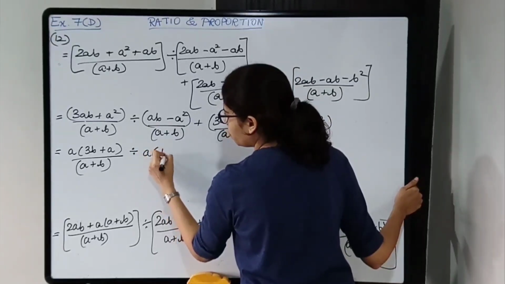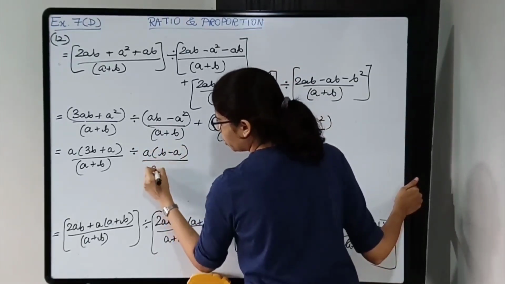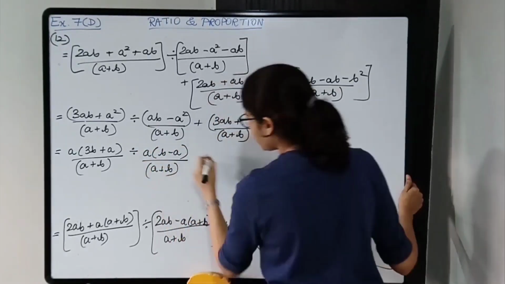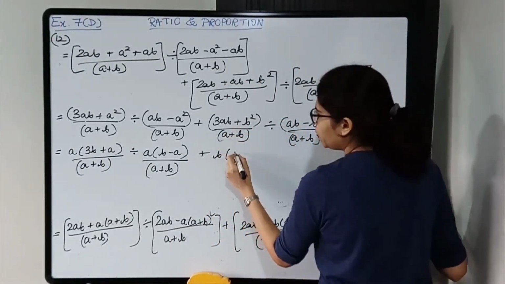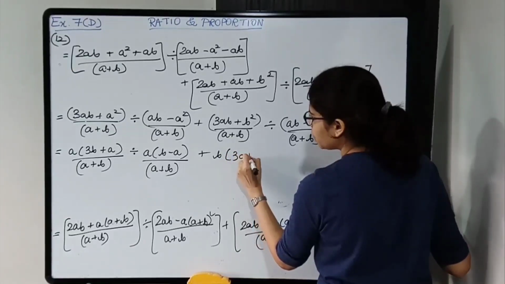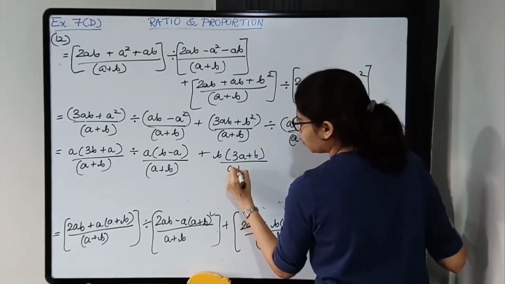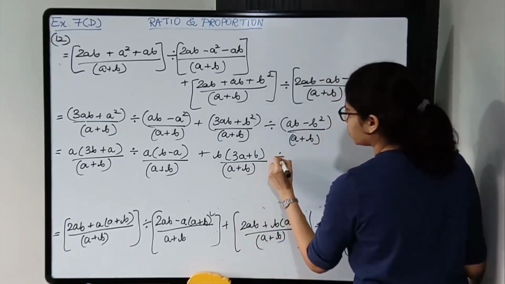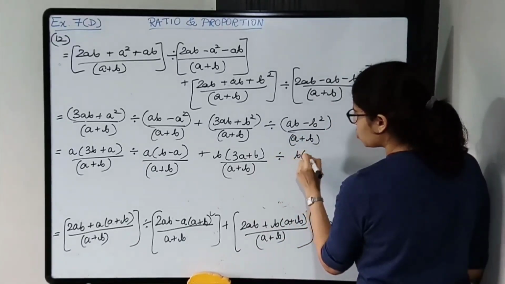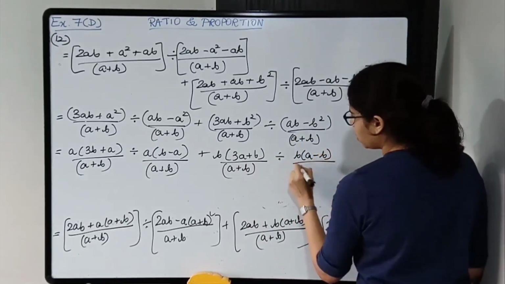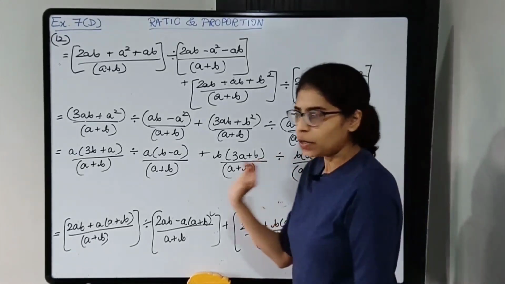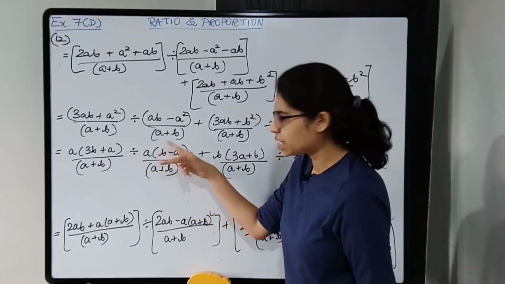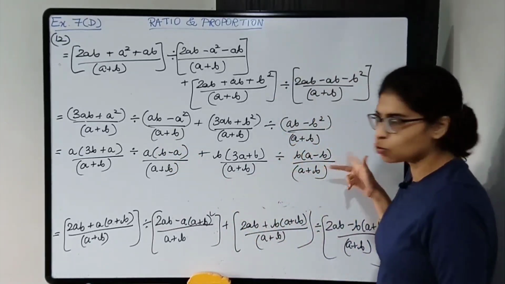a into b minus a upon a plus b, plus here we can take b common, so b and 3a plus b inside the brackets upon a plus b, divided by here b common, so we are left with a minus b upon a plus b. Okay, now we'll convert division into multiplication, so the reciprocal will be taken here, and the reciprocal here as well.